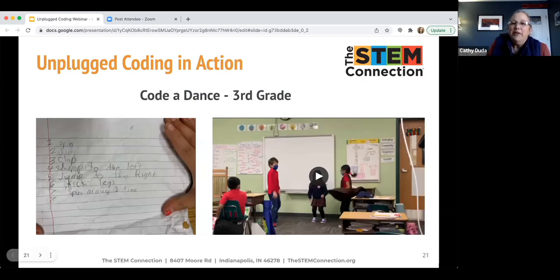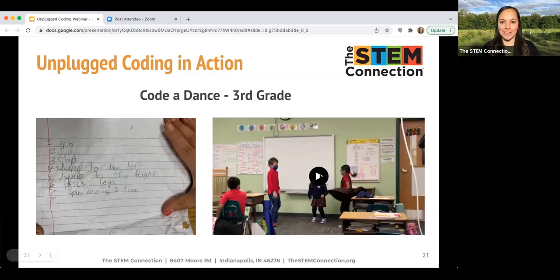And then one of our classrooms at the school that I'm at did an unplugged coding activity called Code a Dance. They wrote down and taught other kids step by step how to do their dance. And we just have to see it because they're just so cute. Yeah, they're adorable.